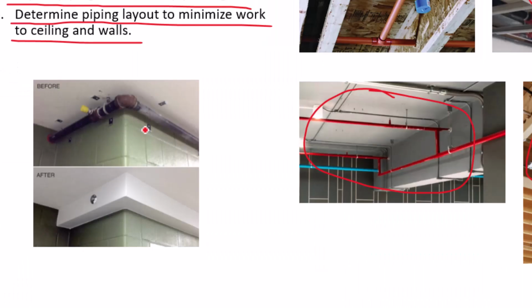Let's say you have a job where you are working on the sprinkler system and they don't want to touch the ceiling for whatever reason. It might be a decorative ceiling, or they just don't want too much disturbance in the building. Then what you could do is run the sprinkler exposed so you don't have to touch the ceiling, and then you can box it out with this soffit like so. This way you can minimize any ceiling work if that is required for that particular project.